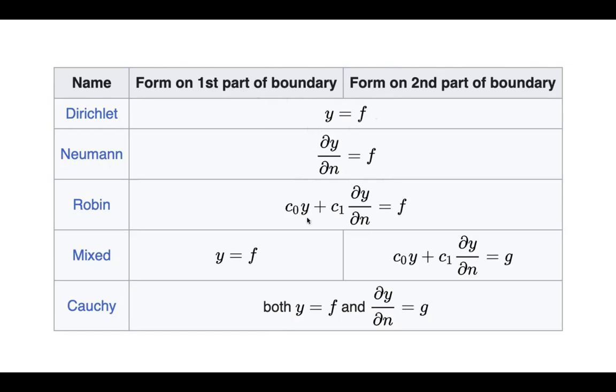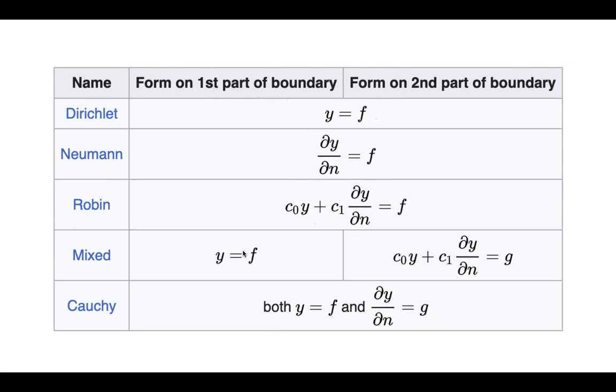If in both cases you have a combination of the function value and the gradient value given to you, okay, it's not directly a function value or a gradient value, it's a combination of that, an equation combining both, then it is called a Robin boundary condition.